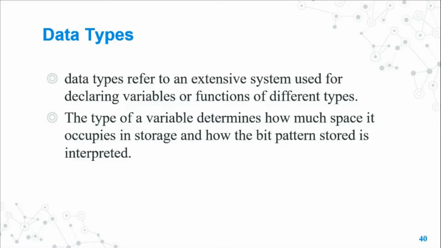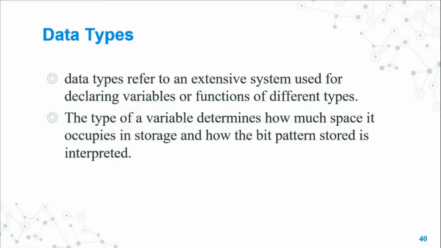In the case of our function, in the main function, we are starting it with int main void. So there also the term int comes. The return value or the return data type of the function main will be of type int. That is what it represents, int. Then the type of the variable determines how much space it occupies in storage and how the bit pattern stored is interpreted. So that is it.